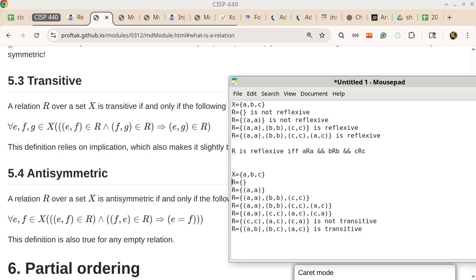So the next one, oops, where's my cursor? There we go. This one is not anti-symmetric because you can make E equal to A, F equal to C. Is EF in R? Yes. Is FE in R? Yes. Does E equal F? No, because one is element A, one is element C. They are not the same. So now we managed to make the left-hand side of the implication true, but the right-hand side false, which is the only case when an implication is false.